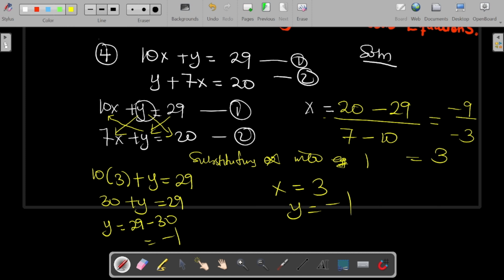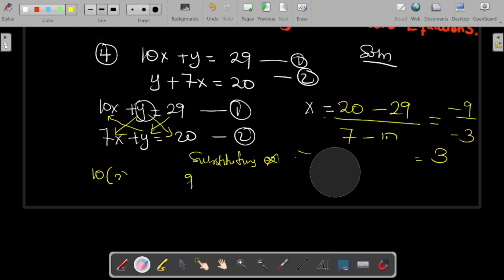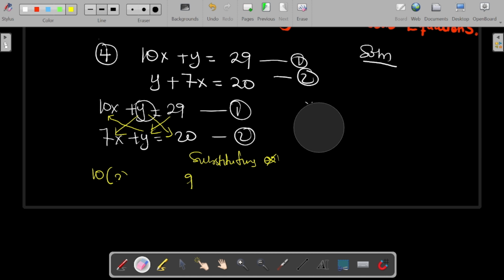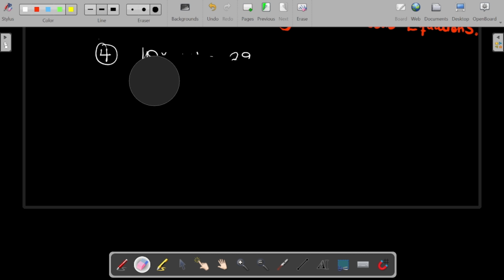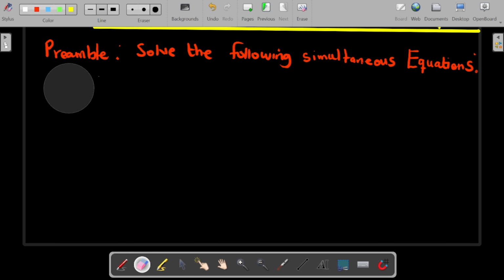So that's how to solve simultaneous equations in the fastest possible way. Let's look at our last question, and then we can call it a day.